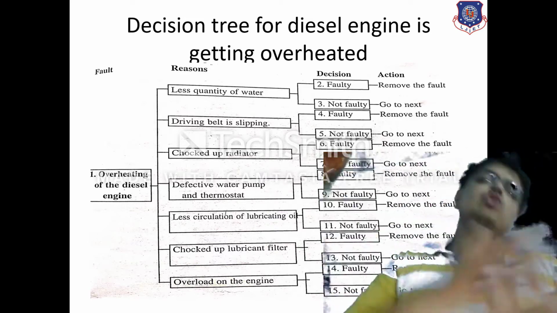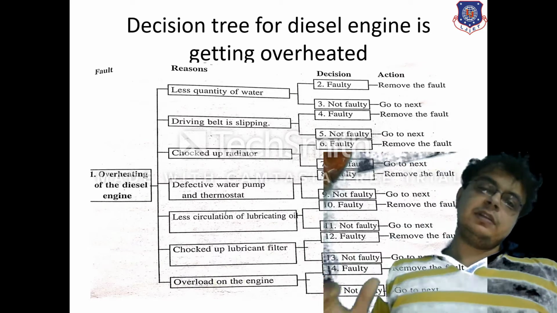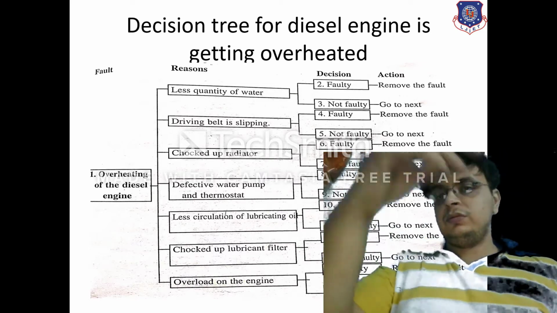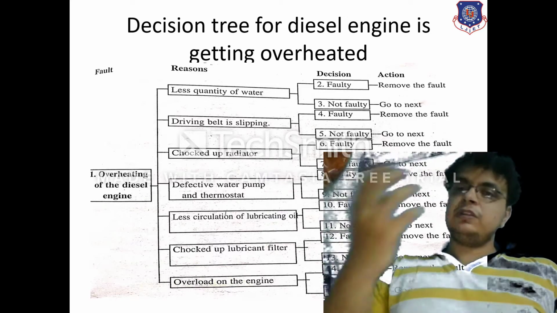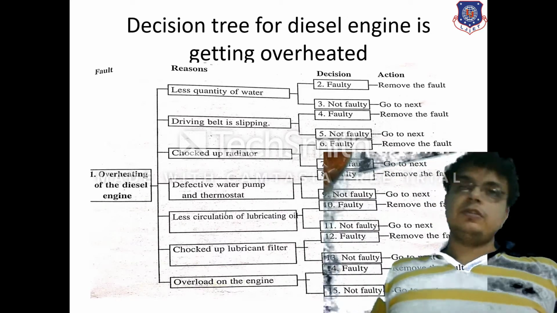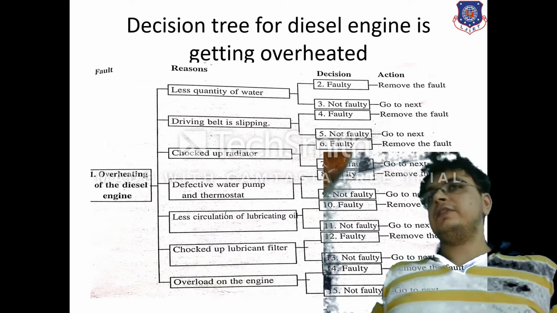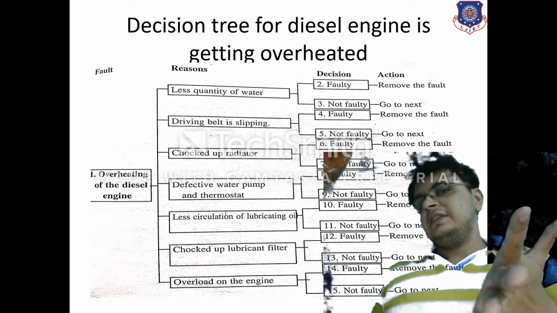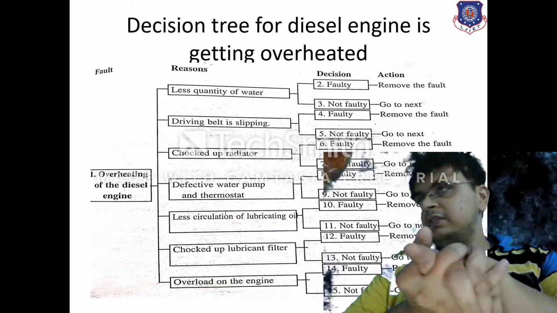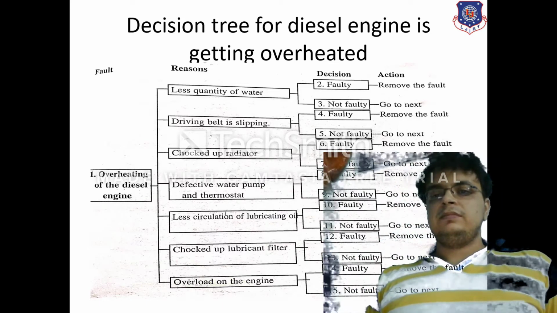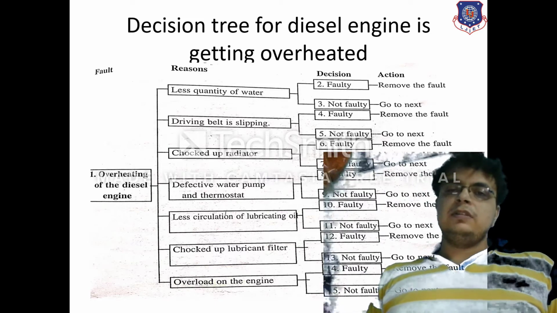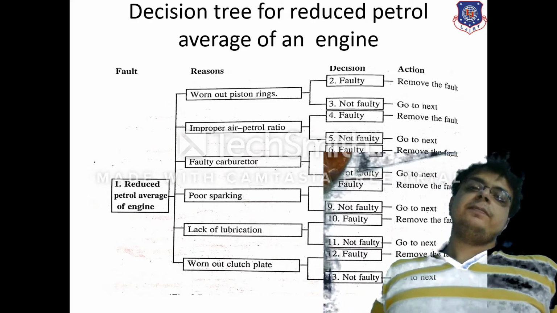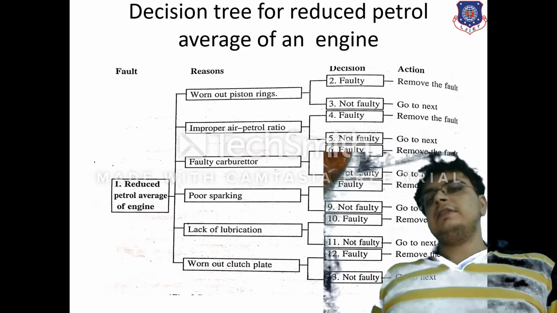So yes, all the reasons should be checked for faulty and non-faulty. If faulty is true, then the action required to be taken is to remove that fault, because removing it is the first priority. If the reason is not faulty, then we have to go to the next reason. Next is the decision tree for the reduced petrol average of an engine.